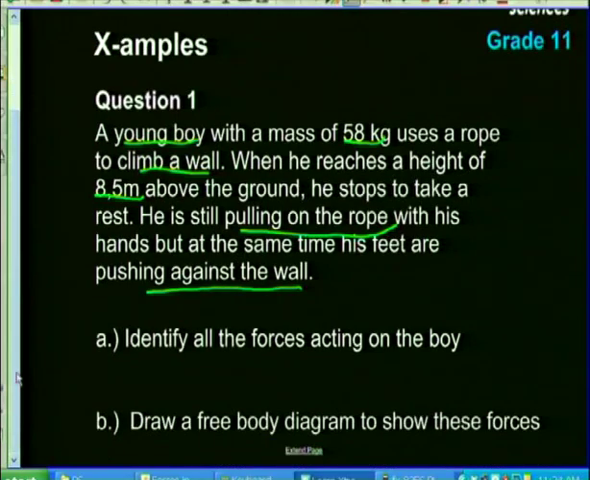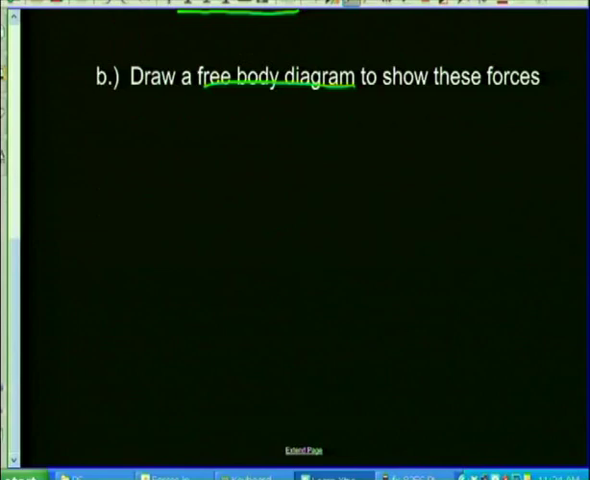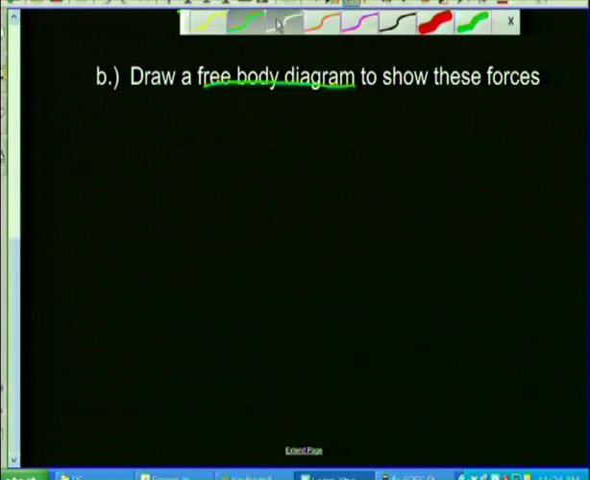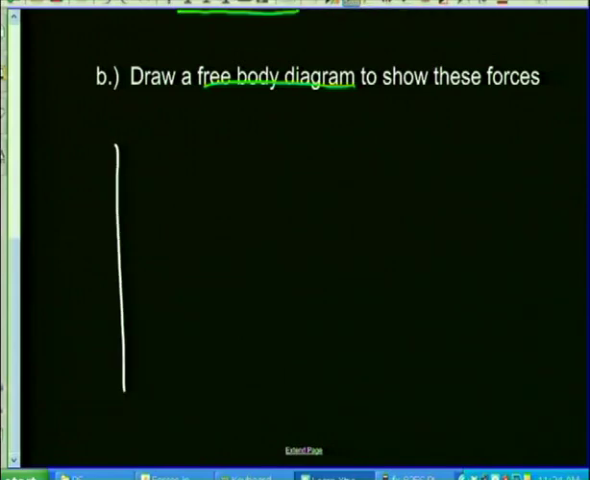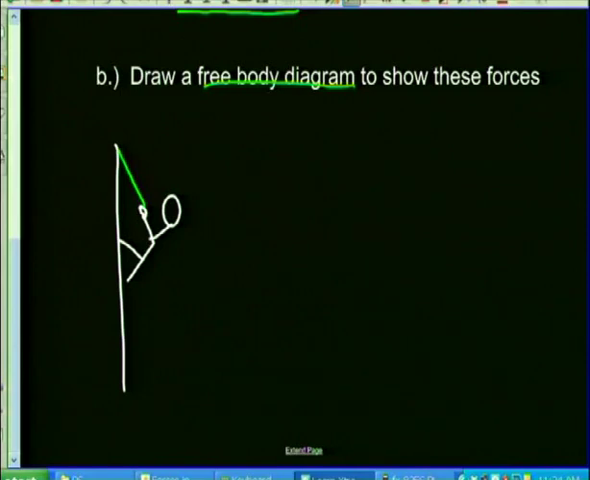First of all, we're asked to identify all the forces acting on the boy and to draw a free body diagram. So, if I want to show you here, my sketching isn't that great, but we'll try and get it done. If we've got the wall over here, and we're going to say, here is a young chap, and he's got his feet over there, and he's got his hands over there, and he's sitting over there, something like that. We've got the rope coming at an angle, and that's the picture that we can draw. Now let's identify the forces. What forces can you see?